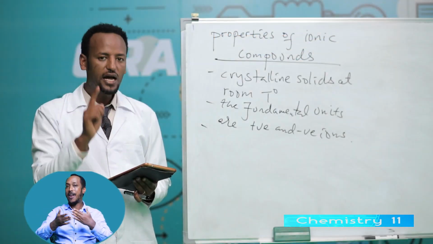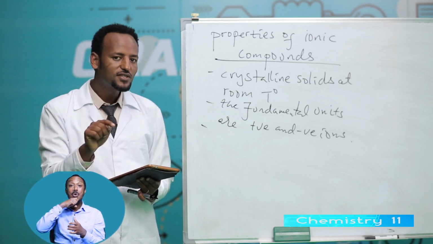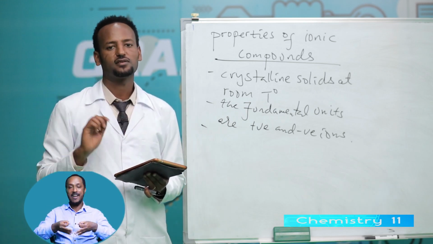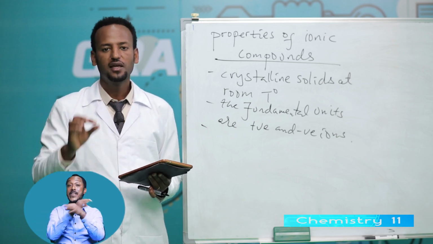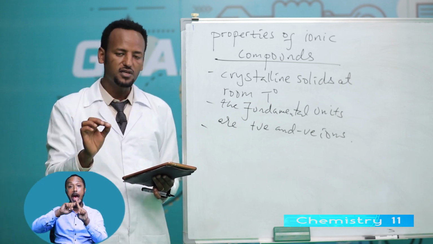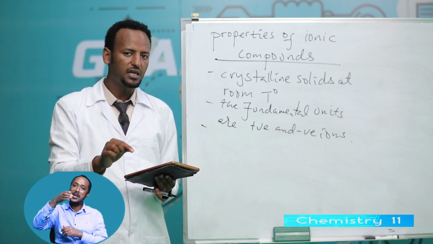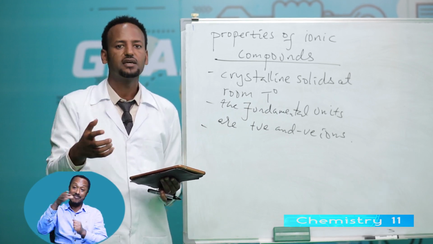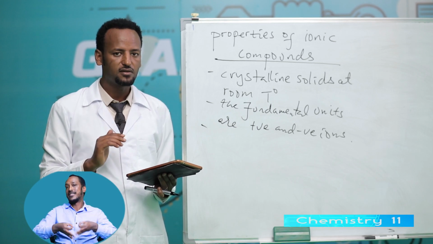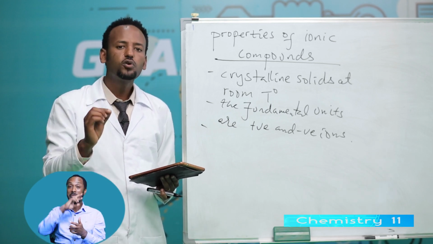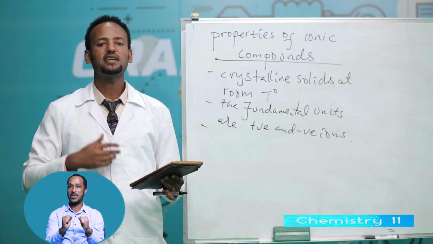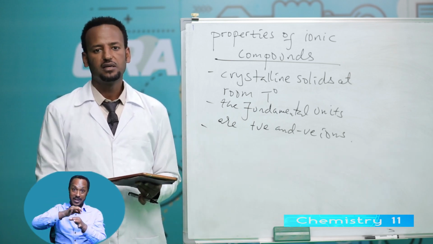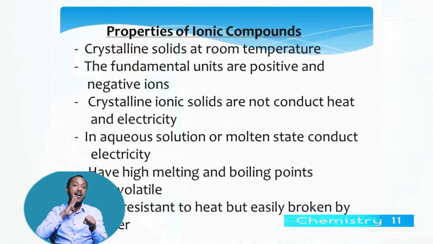Remember, ionic compounds in solid state do not conduct electricity. Why? Because cations and anions are not freely moving. But ionic compounds in molten state or in aqueous solution conduct electricity. Why? Because cations and anions are freely moving. This is another property of ionic compounds.